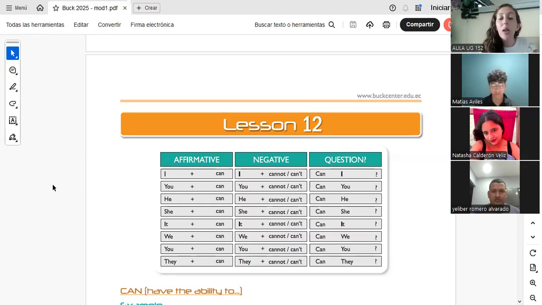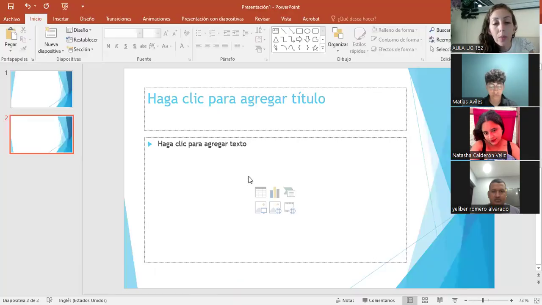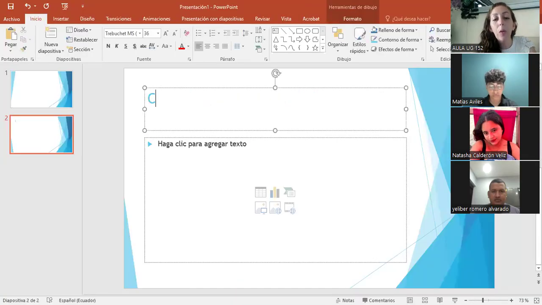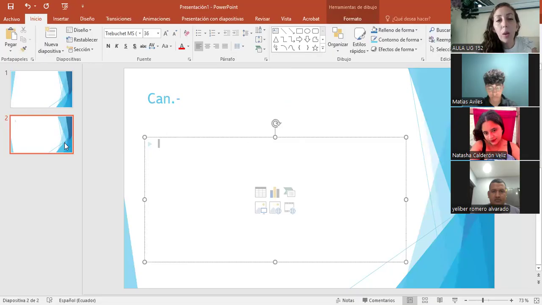So we're going to start today with lesson 12, and we have the use of this modal verb that is can. So what is can? Can is a modal verb. I'm going to share with you the PowerPoint that we're going to be working on together. What is a modal verb?